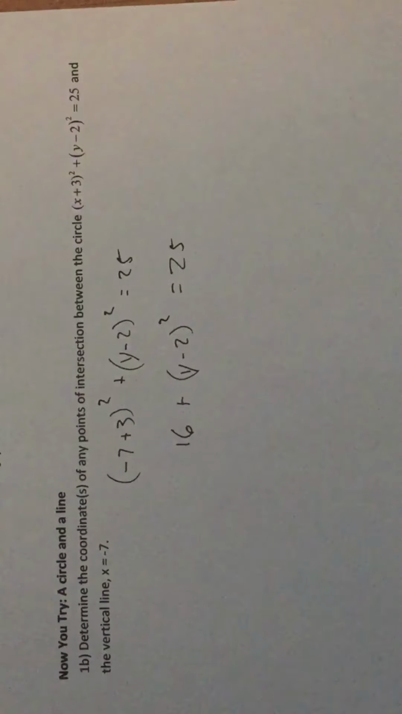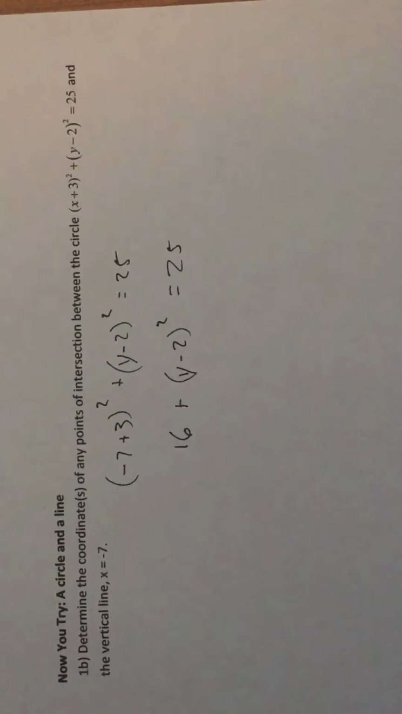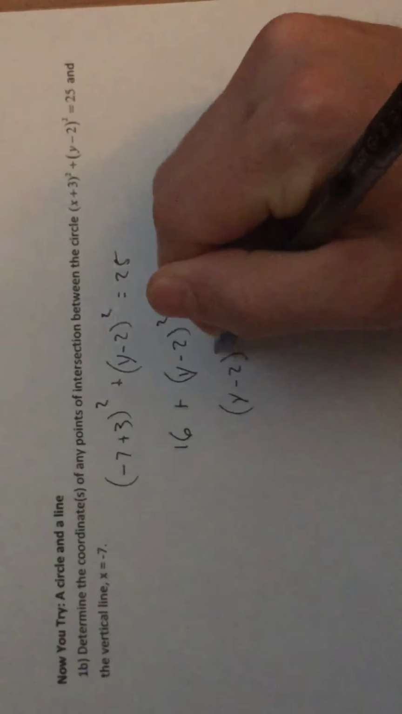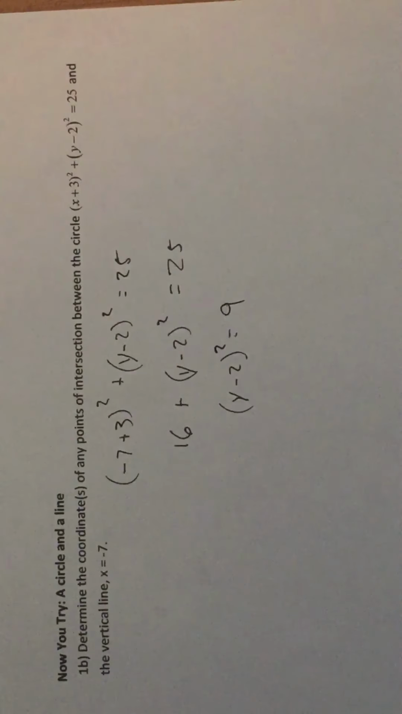Now we have 16 plus y minus 2 squared equals 25. Subtract 16 from both sides, and we get y minus 2 squared equals 9. Now I'm going to take the square root of each side.